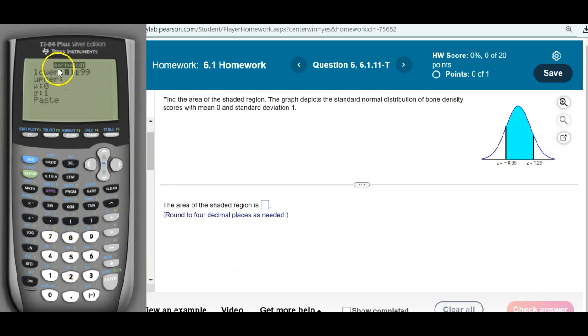All right, if you have this sub-menu, the lower number, upper number, lower number is the smaller of the two numbers, the first one left to right, so that's negative 0.99. This is the symbol you need for negative. This is subtraction, so make sure you don't use the subtraction symbol. So negative 0.99, and then my upper number is 1.29.